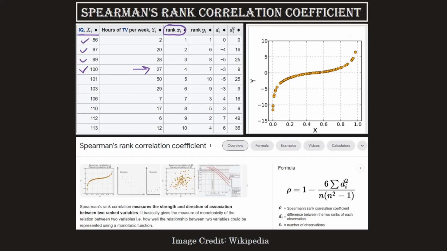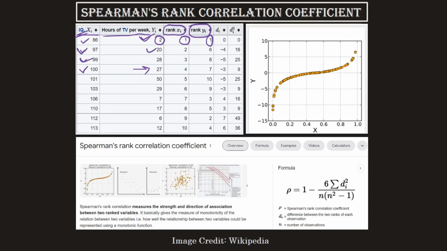For example, if we arrange this column in increasing order, then 86 is the lowest, hence it has a rank of 1. Similarly, in the fourth column, we are checking the rank of Yi, which is nothing but the hours of TV per week. So again, if we arrange this column in increasing order, then 2 will have the rank of 1, and so on for each and every value.